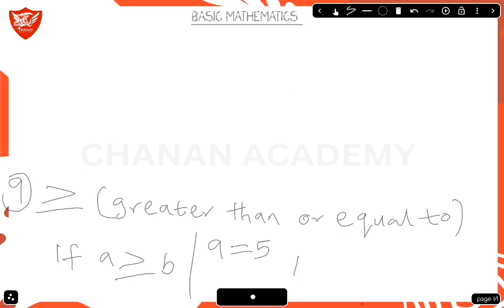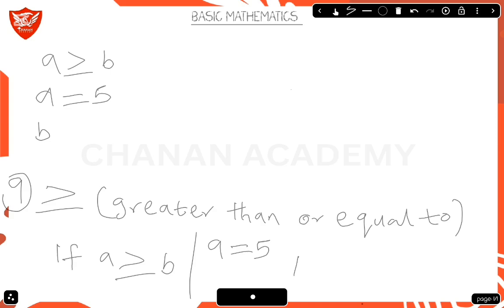Let me go to the top to explain properly. If A is greater than or equal to B and A is equal to 5, it simply means that B can only assume values that are 5 and below.